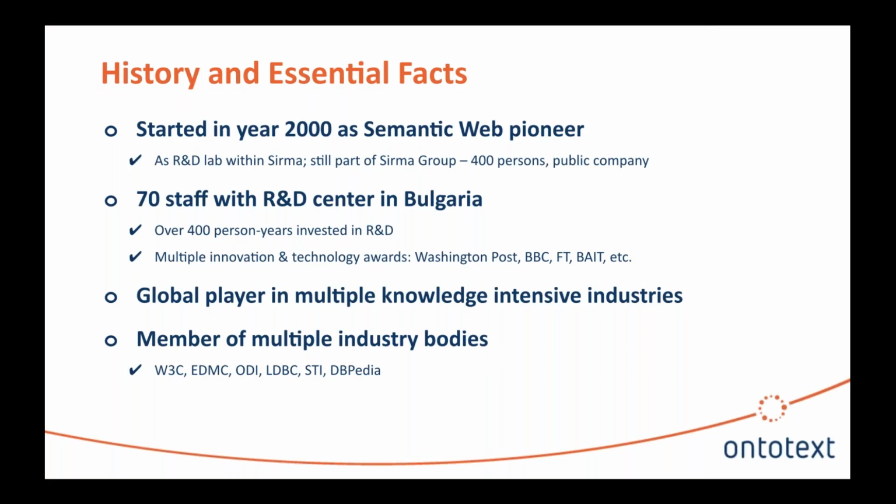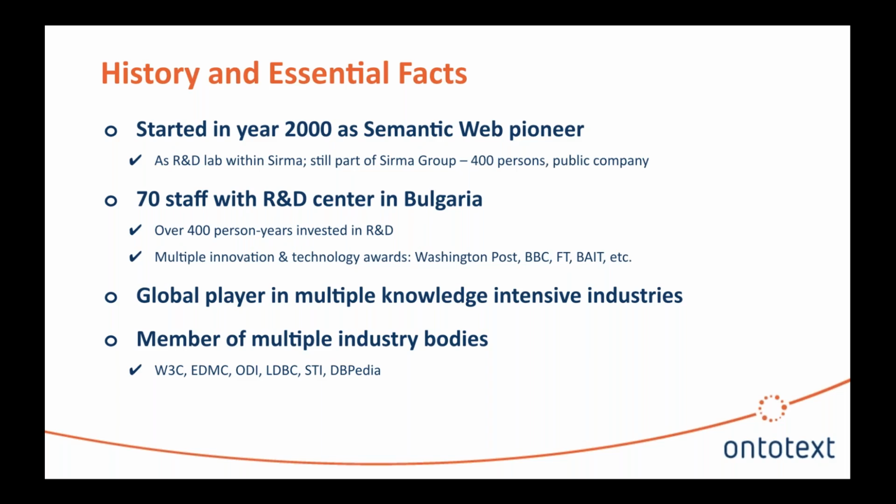So who are we? Ontotext is really one of the pioneers of semantic technology. We are working for more than 20 years in this domain. The company is part of Sirma Group, which is traded on the Bulgarian Stock Exchange. We have about 70 people in our R&D center in Sofia, in Bulgaria. And in the last 20 years, we are really seeking how to improve the semantic technology and make this a more pleasant experience.